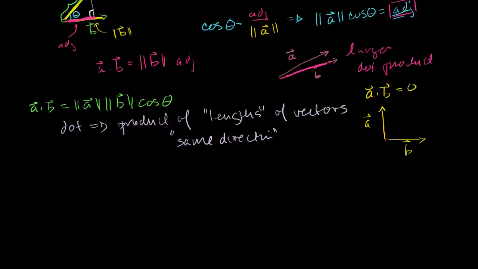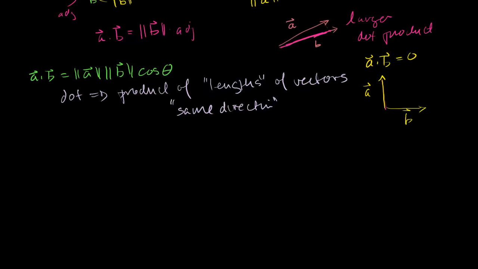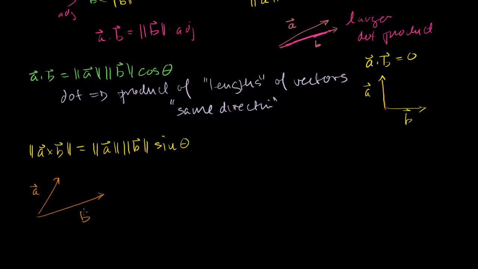Now let's think about the cross product. The cross product tells us, well, the length of A cross B, I painstakingly showed you, is equal to the length of A times the length of B times the sine of the angle between them. So let me do the same example. Let me draw my two vectors. That's my vector A. This is my vector B.